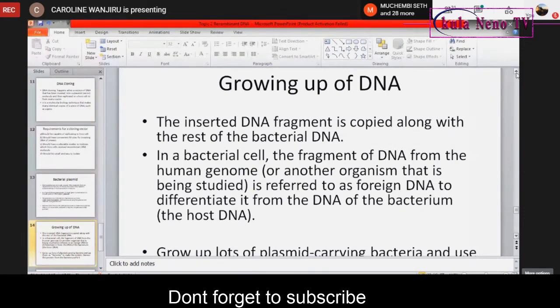In a bacterial cell, the fragment of DNA from the human genome or other organism that is being studied is referred to as the foreign DNA, to differentiate it from the DNA of the bacterium.